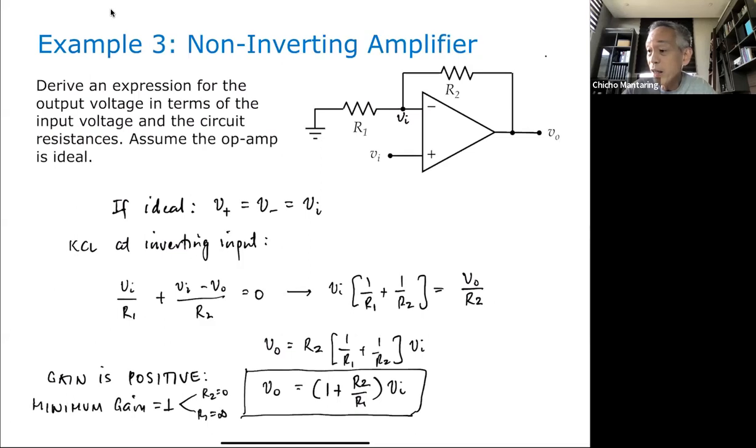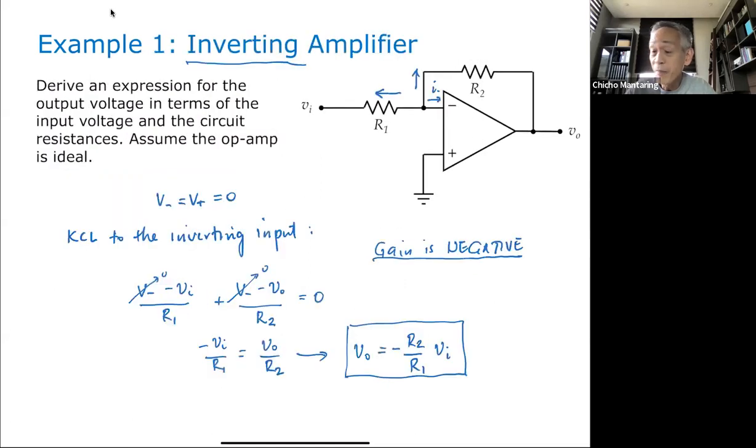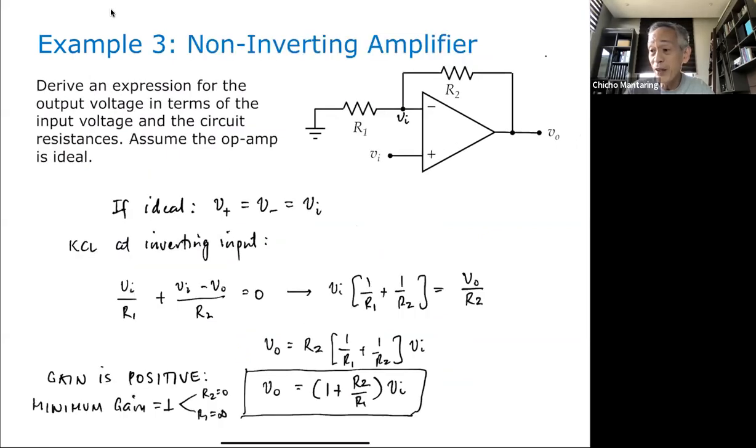Hindi kagaya nung itong inverting amplifier. If I wanted to have a magnitude of a gain that's less than 1, I can, ano? For example, if I wanted, instead of a multiplier circuit, if I wanted to divide the input, let's say I wanted the output to be half the input, then I'd make R2 1/2 of R1. Pero dito sa non-inverting amplifier, you cannot do that. The minimum gain is equal to 1. Are there any questions?